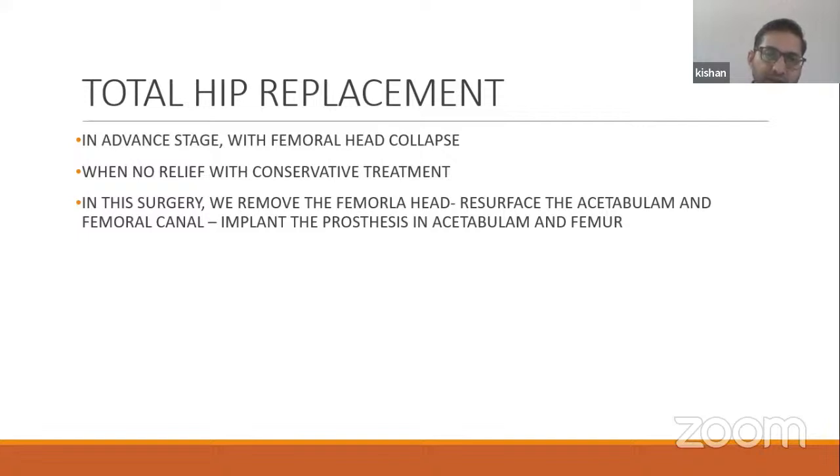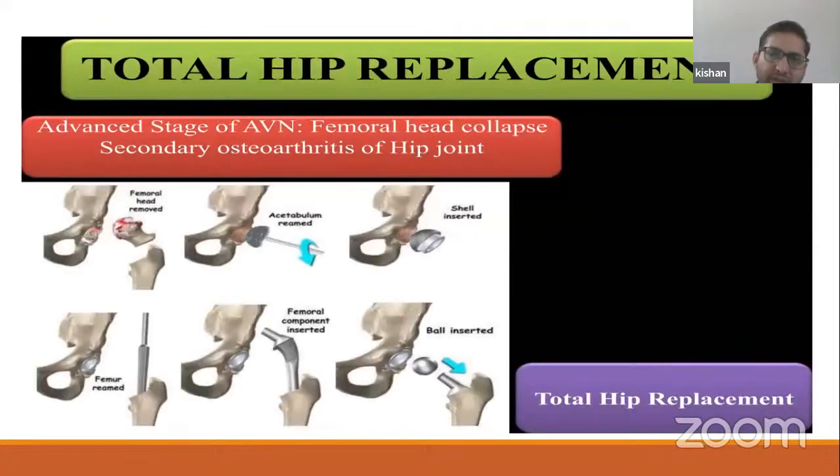In this surgery, we remove the femoral head, resurface the acetabulum and femoral canal, and implant the prosthesis in the acetabulum and femur. This is a graphical presentation of what we do in total hip replacement. First, we dislocate the femoral head, then remove it. Then we ream the acetabulum till bleeding cancellous bone appears, so that it can integrate with the metal implant prosthesis.